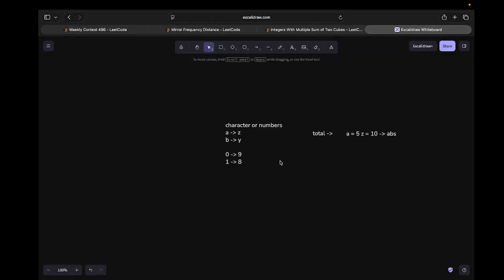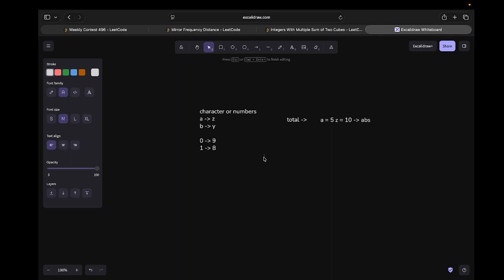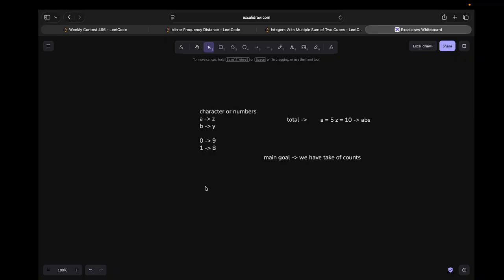So what we are concerned about, the main goal, is that we just have to take care of the counts, right? This is mostly what we have to take care of while solving this problem. We just need a count, and once we have the count, it's a cakewalk, it's not that difficult. So how are you going to achieve this? Understand that you have a fixed range of elements, both in characters as well as in numbers.